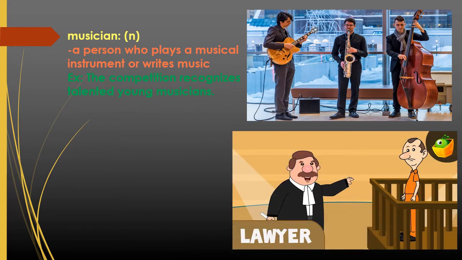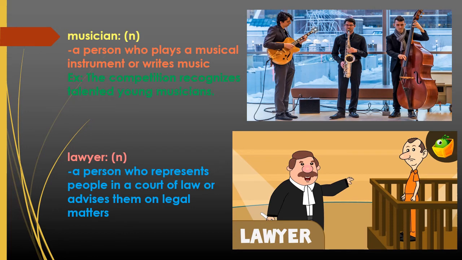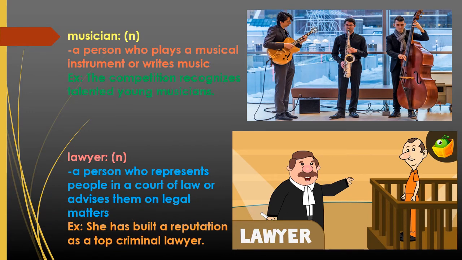Next, what is the job of that man? He is a lawyer. Lawyer is a noun. A lawyer is a person who represents people in a court. A court is a place where the crimes are judged. So that man represents people in a court of law or advises them on legal matters. For example, she has built a reputation as a top criminal lawyer.